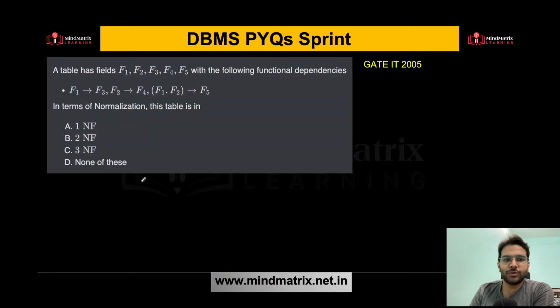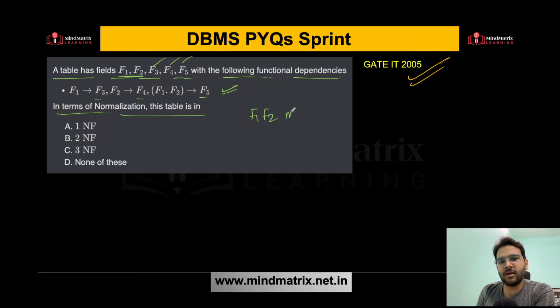Let's proceed to the next question now. GATE IT 2005. A table has fields, that means the attributes, with the following functional dependencies. These are the functional dependencies given to you. Again, you need to find in terms of normalization whether this table is in 1NF, 2NF, 3NF or what. So again, you need to find the candidate keys. Since F3, F4, F5 are on the right side only, F1, F2 must be part of every candidate key.